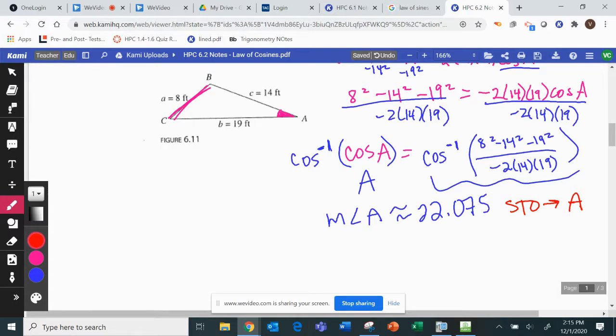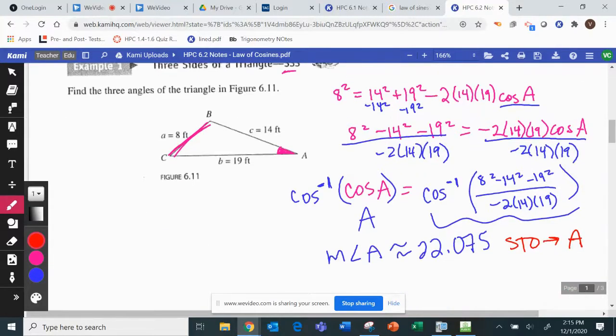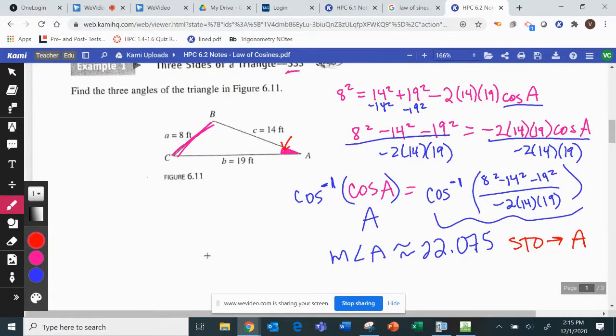Okay. I'm not going to go through this entire question because you really don't need to see this a million times. At this point, if I have angle A, 22.075, I still need to find angle B or angle C. What could I do?